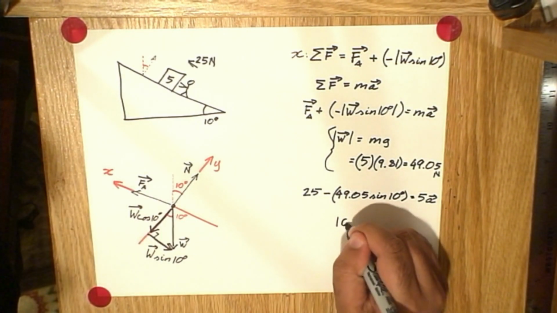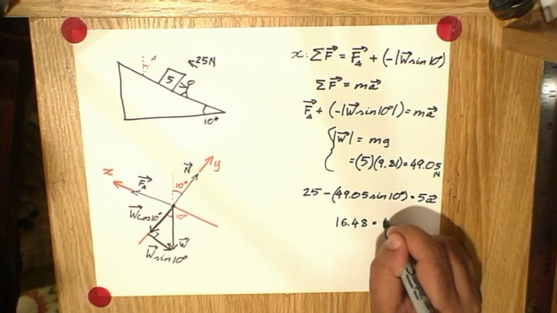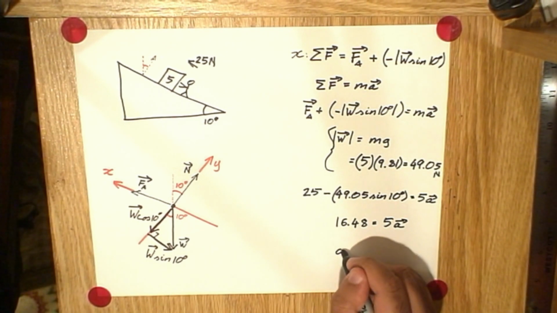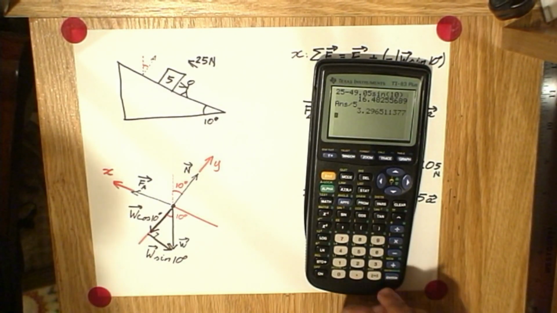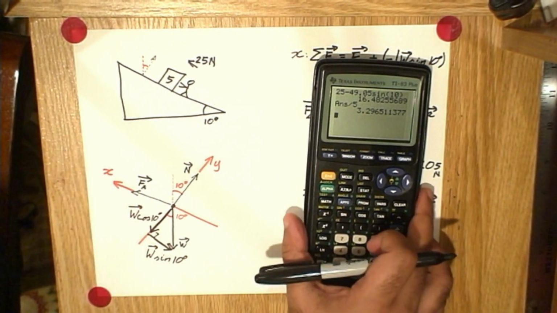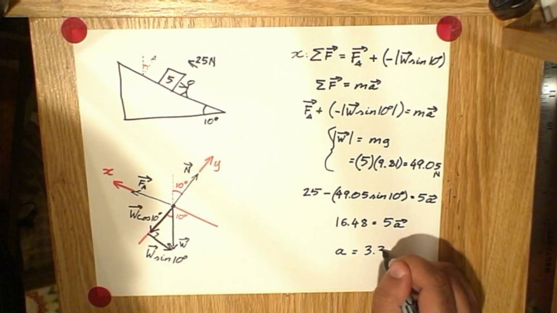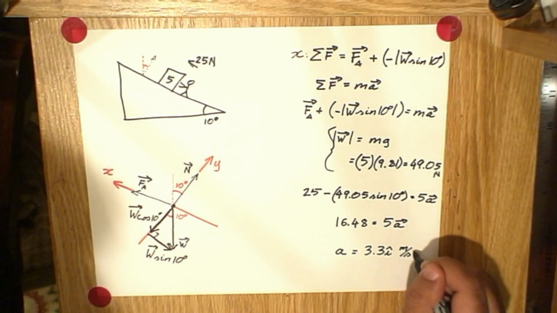So 16.48 is equal to 5 times acceleration. Divide both sides by 5. You get acceleration is equal to 3.296. Let's call that 3.3. And this would be i-hat meters per second squared.